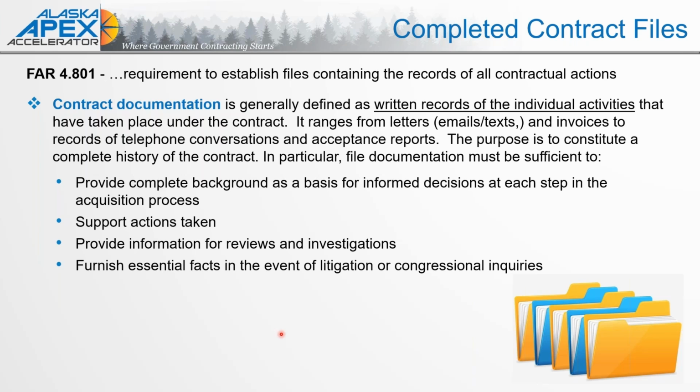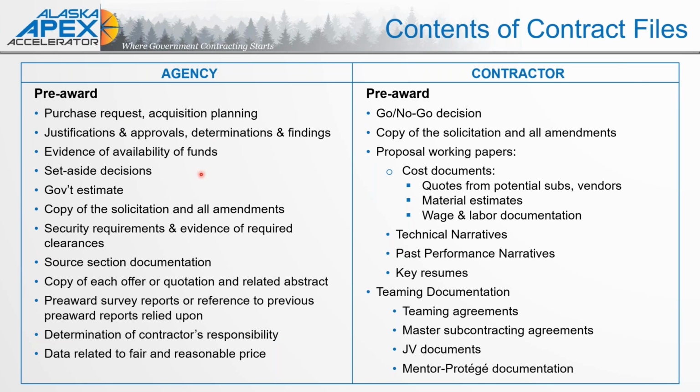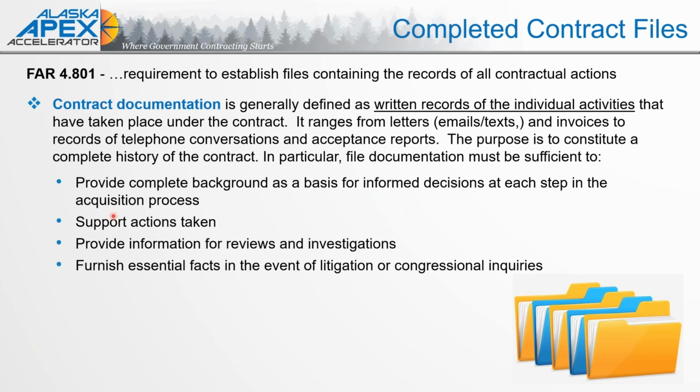So let's talk about these completed contract files. The next couple of slides just talk about all of the material that you need, and again, we're going to have the list from the agency side and the contractor side as well. In particular, file documentation must be sufficient to provide the complete background as to the basis for informed decisions, support actions taken, provide information for reviews and investigations, and basically furnish essential facts in the event of litigation.